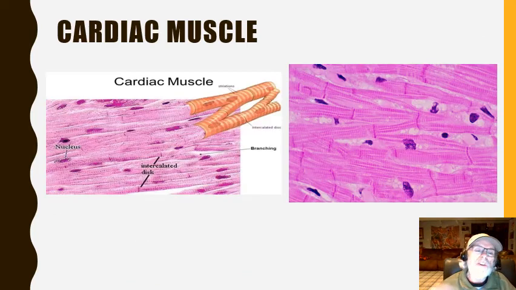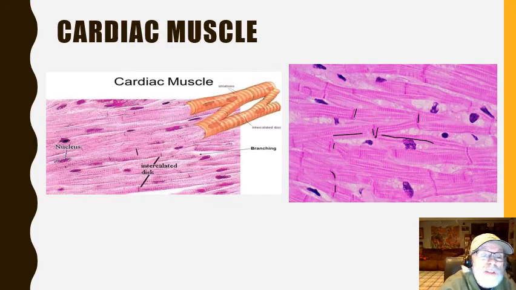Now, if we look here, you can see you don't have quite that parallel arrangement that you saw when you looked at skeletal muscle. It branches off. And if I'm looking at this, see these little black lines right there? Those are the intercalated discs. And you can see how the cardiac muscle branches off, so it's able to meet with more cardiac muscle fibers. So that's the difference.